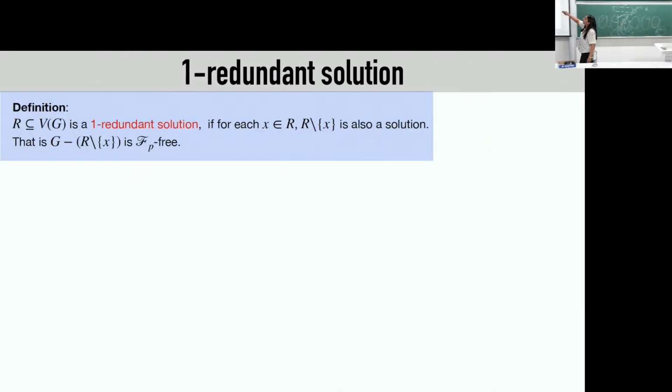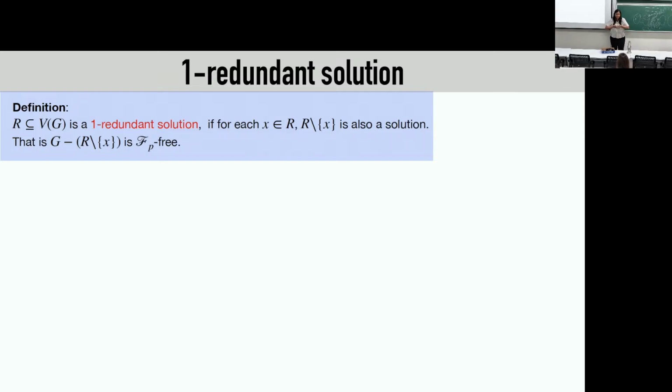This is called a one-redundant solution. It's an approximate solution which is redundant in the sense that if I remove any vertex from this set, the resulting set is also a solution. You might wonder why we're talking about redundancy. At one point we're talking about kernelization and we want to get rid of redundancy, but on the other side we are starting with redundant solutions. But you will see that it is helpful, and also one can find such solutions whose size is not too large, still polynomial, so we can start with these solutions. Is the definition clear?